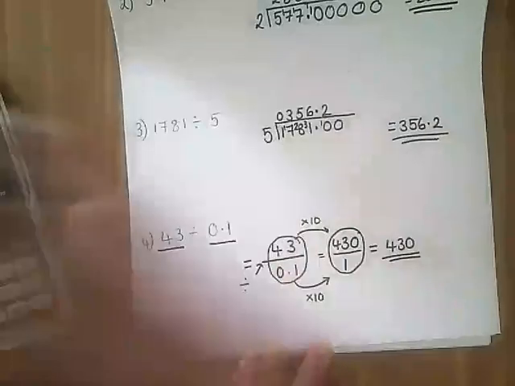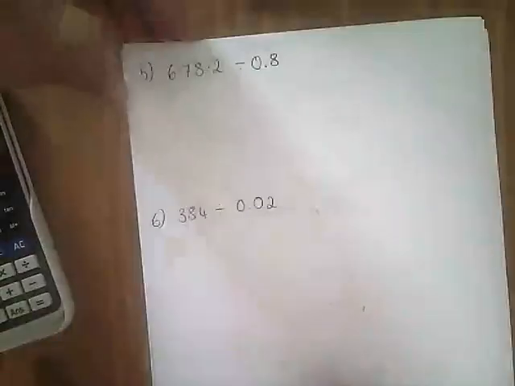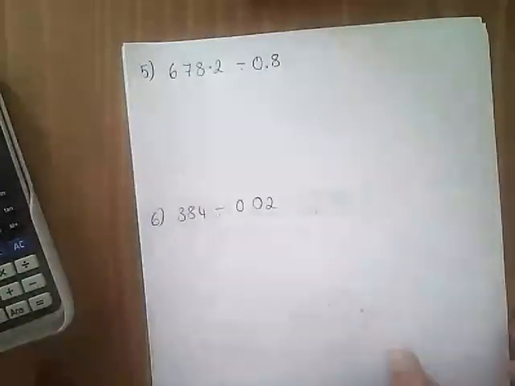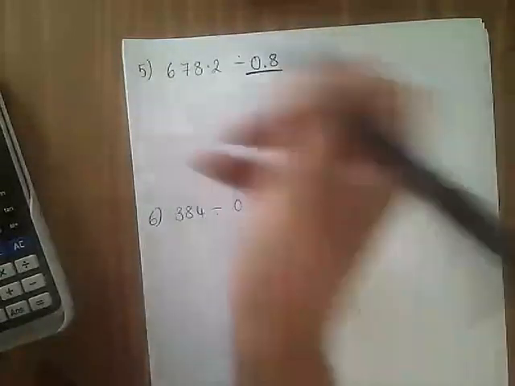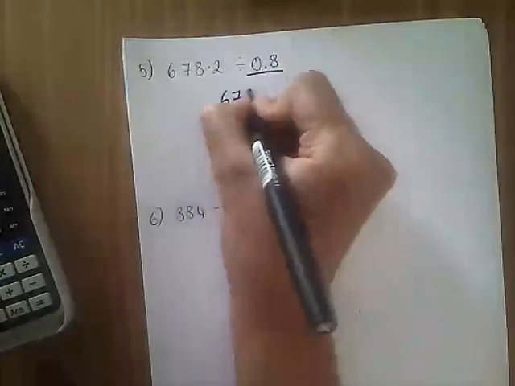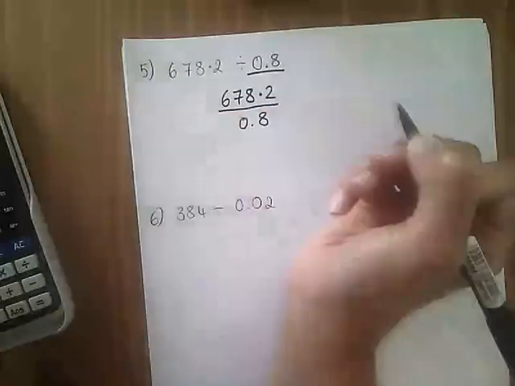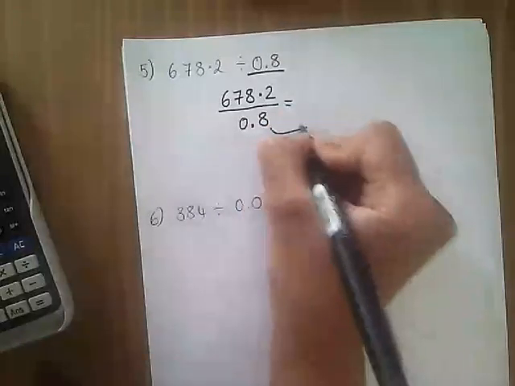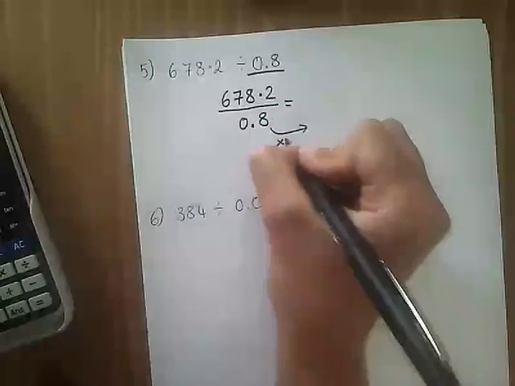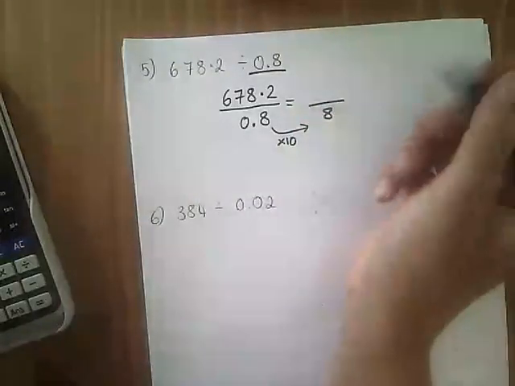Right, let's continue with some of these to see how we're getting on. Okay, question number 5. Here I've got a decimal divided by another decimal. Whenever you're dividing by decimals, I would like you to write it as a fraction. So 678.2 divided by 0.8. What is horrible? The decimals. Let's deal with the bottom first. How could I get rid of that decimal point? I could times by 10. If I times that by 10, I get 8.